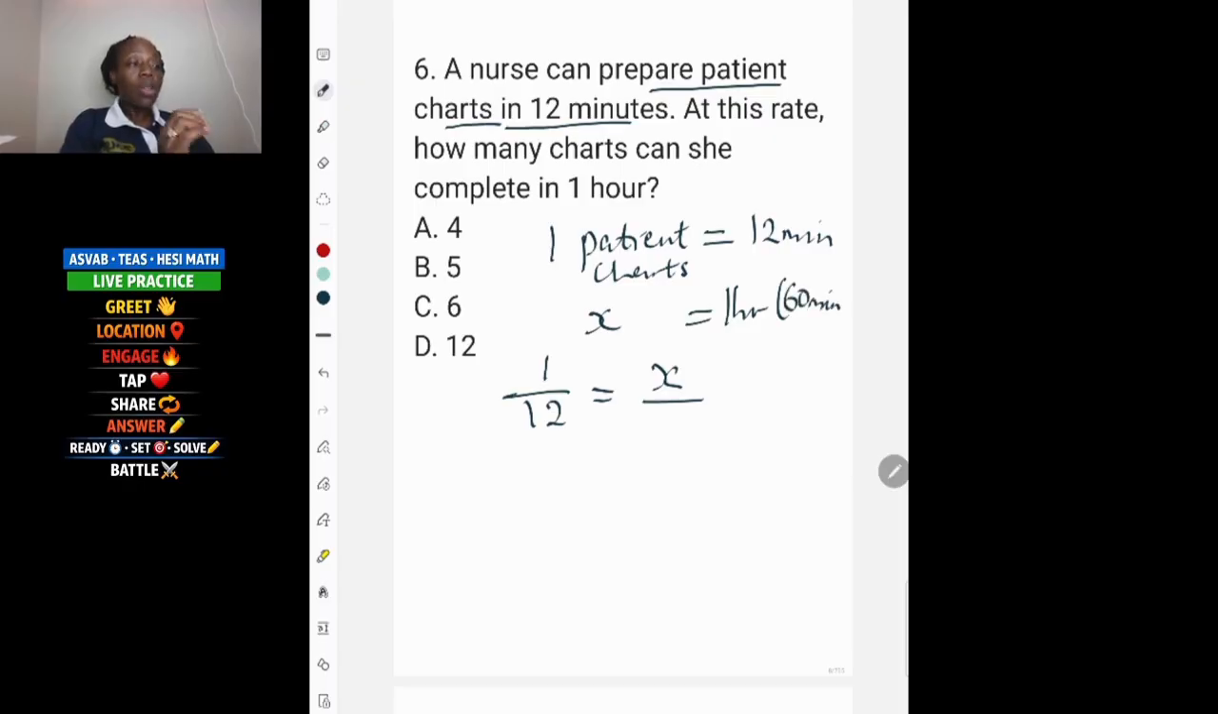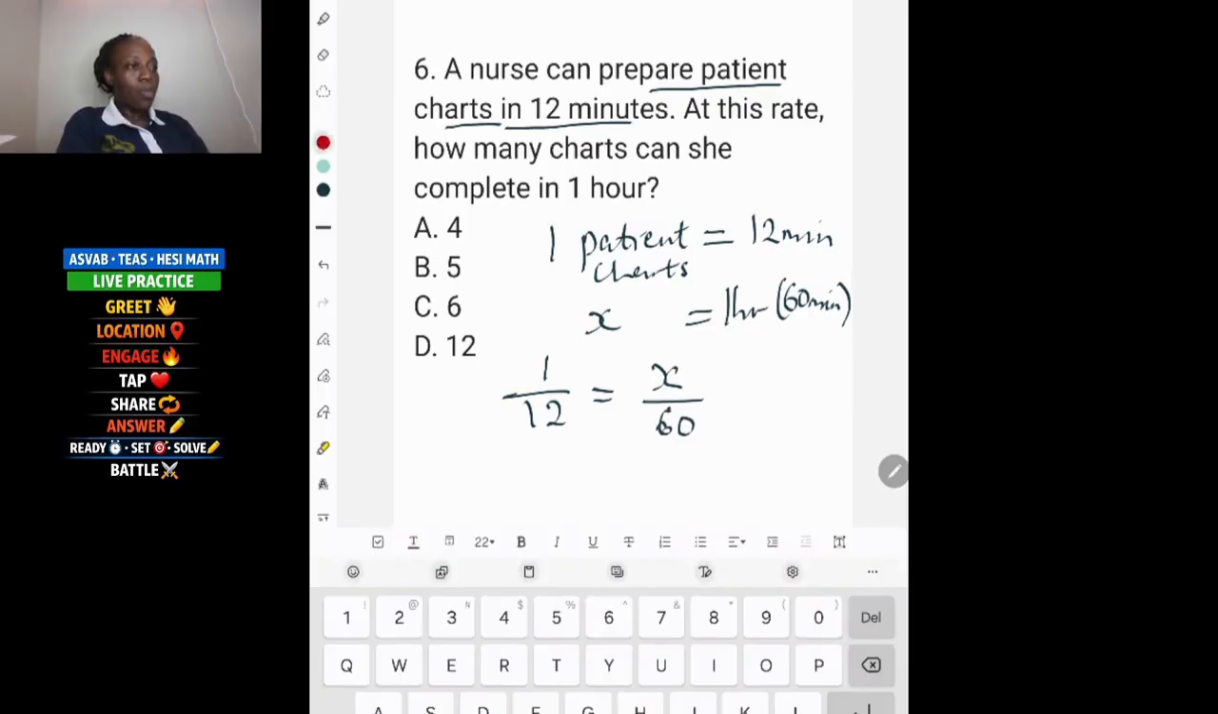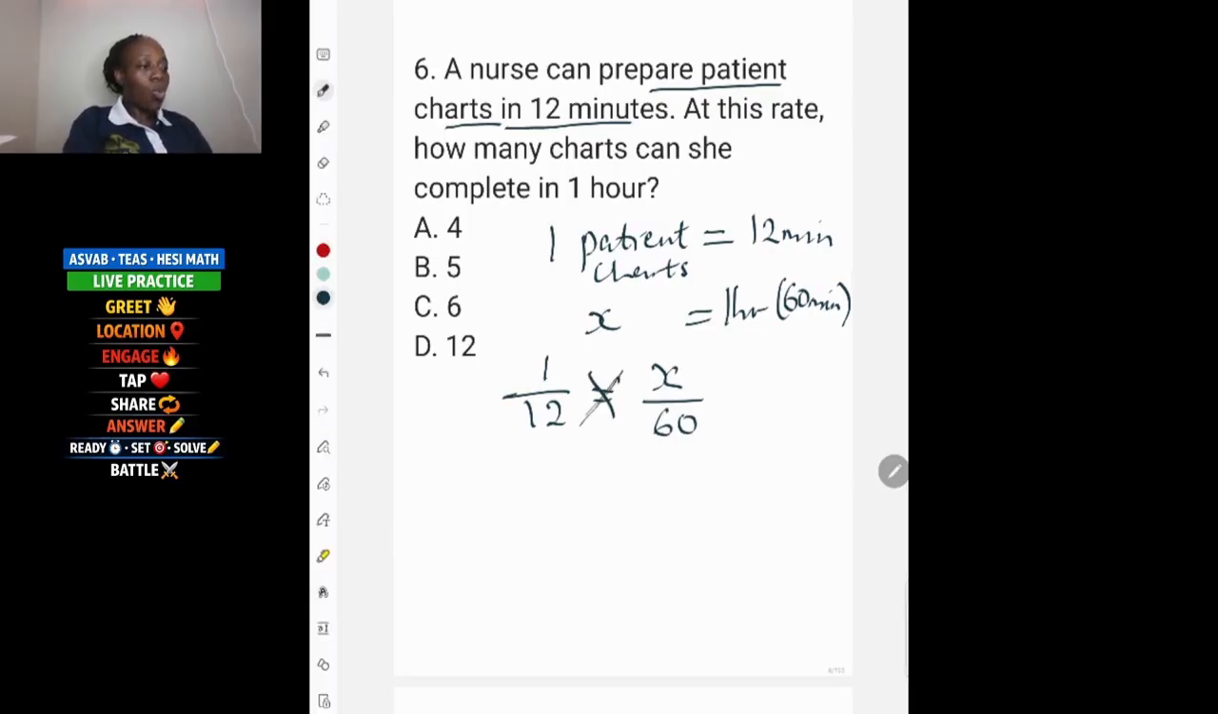60 minutes make 1 hour. Because we are having 12 minutes, if you use 1 here, that will be very wrong, because we won't get the answer correctly. So that will now be divided by 60. It has to be the same unit, so we have to convert it. Now cross multiply. When you cross multiply, we have 12x is 60.